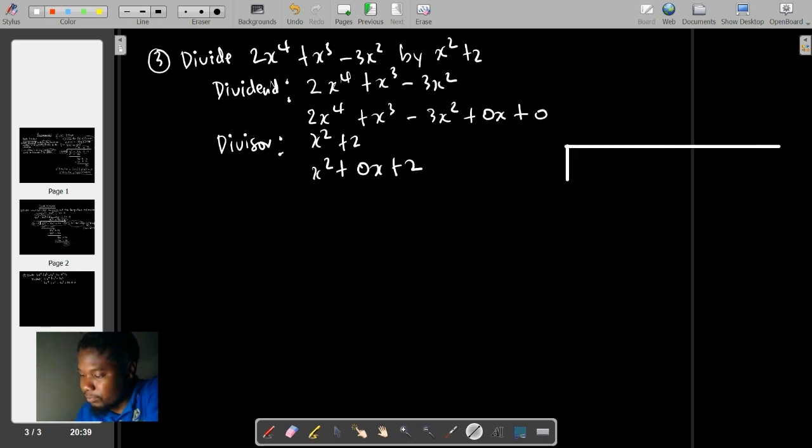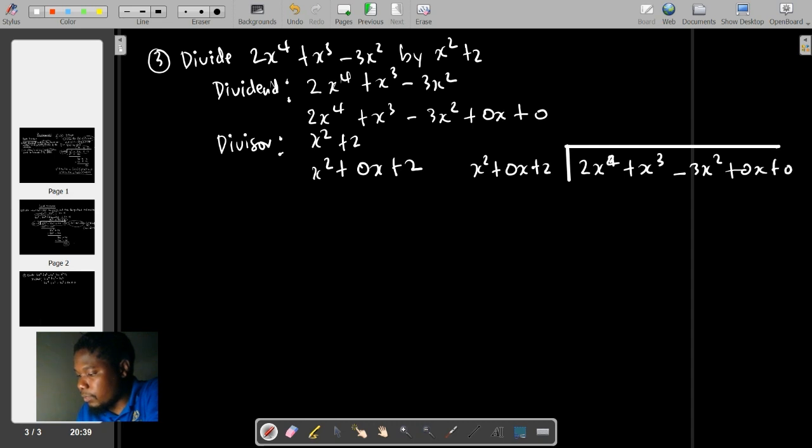Here's how it's going to be. We write x squared plus 0x plus 2, and the dividend is 2x to the power 4 plus x to the power 3 minus 3x squared plus 0x plus 0. Now, x squared into 2x to the power 4, what do we end up getting? It's actually 2x squared, so we'll write the answer above the term with x squared. 2x squared.